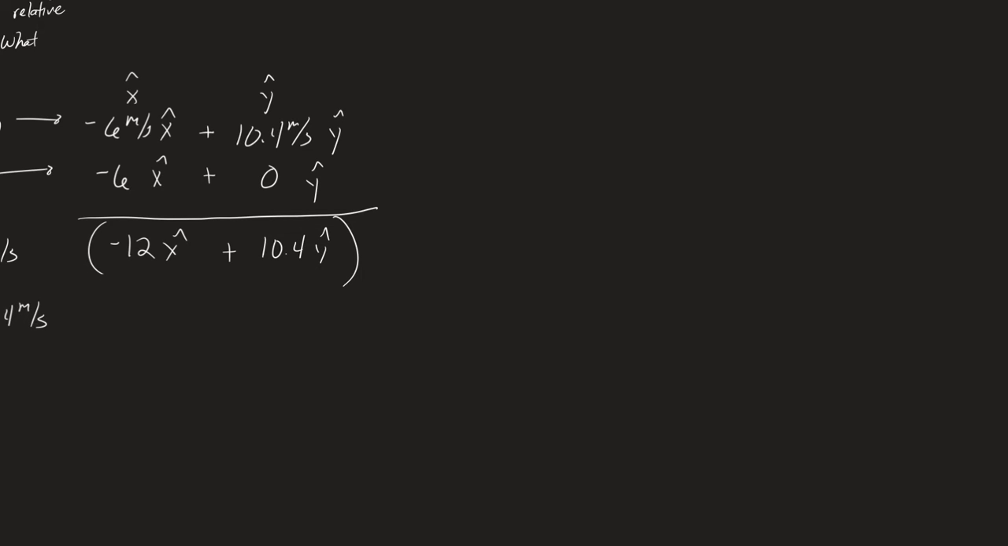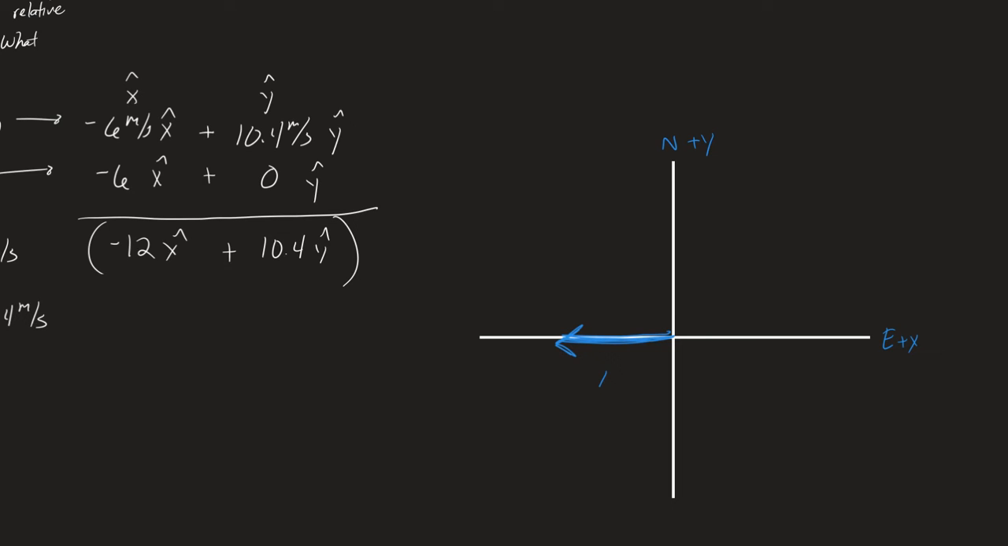That generally involves me looking again at my components. I'm going to draw out a quick component diagram, meaning I'm going to draw a coordinate system, remind myself north is positive y, east is positive x, and show that I'm going to go negative 12 in the x direction, and positive 10.4 in the y direction.